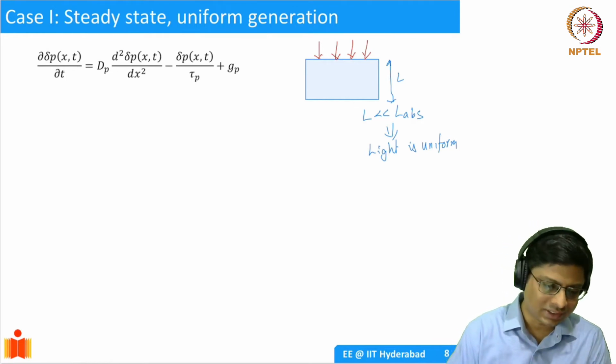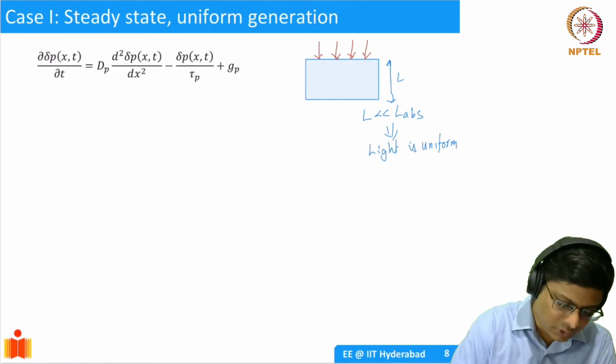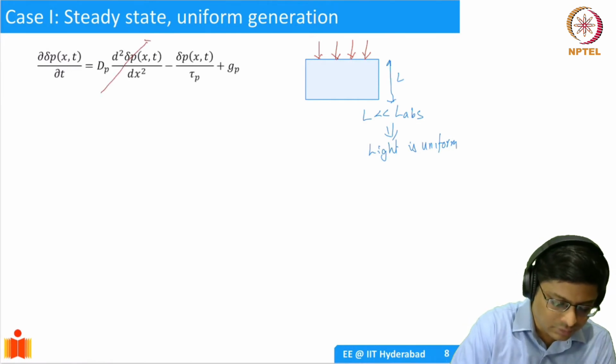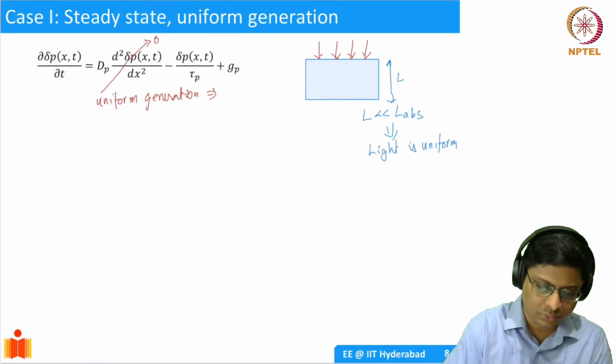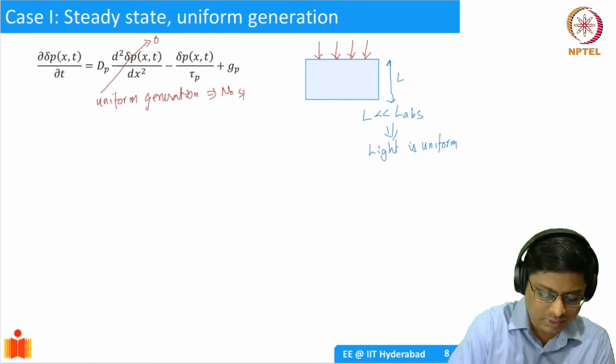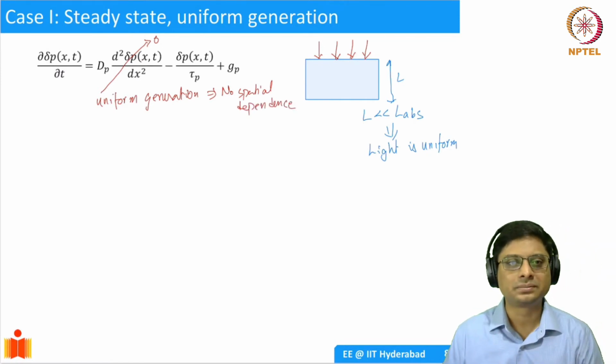So essentially, this implies uniform generation. And uniform generation implies no spatial dependence, just a different way of saying the same thing. So the diffusion term is going to go to 0.